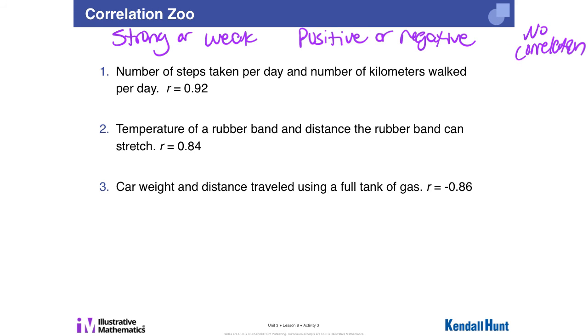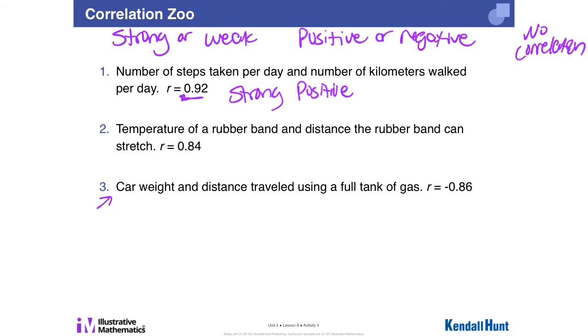So for example, in number 1, the number of steps taken per day and the number of kilometers walked per day, it makes sense that if you walk more steps, you're going to walk more distance. And so that R value is 0.92, and that is telling us that that is a strong positive relationship. It's strong because the number is close to 1, and it's positive because it has a positive sign on that R value. It had a positive slope when you graph it.